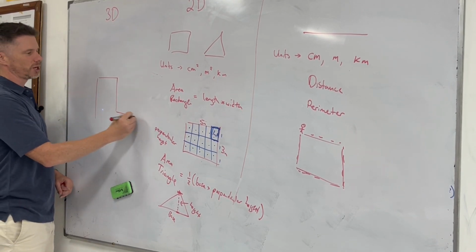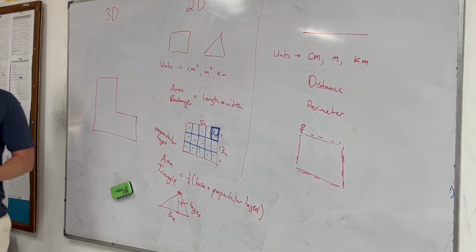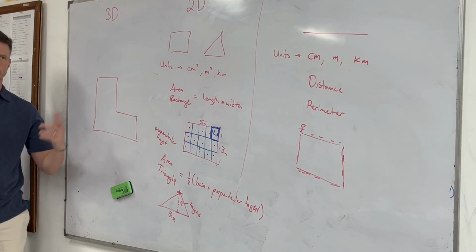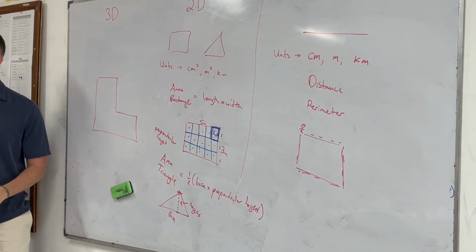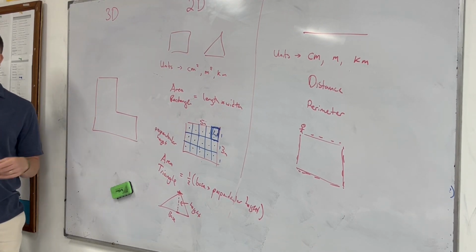So a compound shape is something like this. Can anyone think what I mean when I say compound shape? What's the definition of a compound? Or sometimes composite is the word. Kira? It's an irregular shape that's made up of other shapes, yeah.